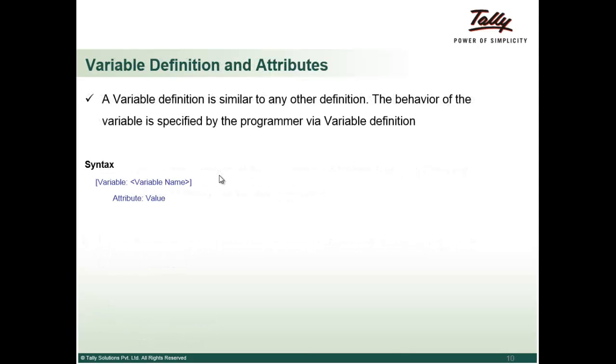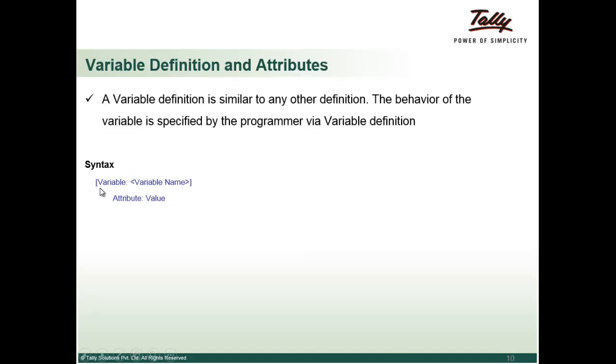So we have variable definition and attributes. We'll go through variable definition and attributes. A variable definition is similar to any other definition, like you had already gone through the definition, report, part, line and everything. So how do you start and end a definition? You open square bracket, you write the definition type, then colon, you write the name of the definition, and you close the square bracket. And it's the same thing that is used for variable also.